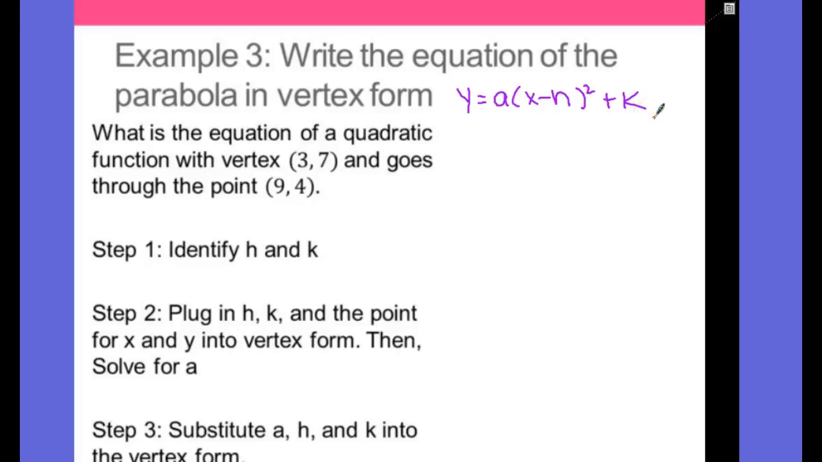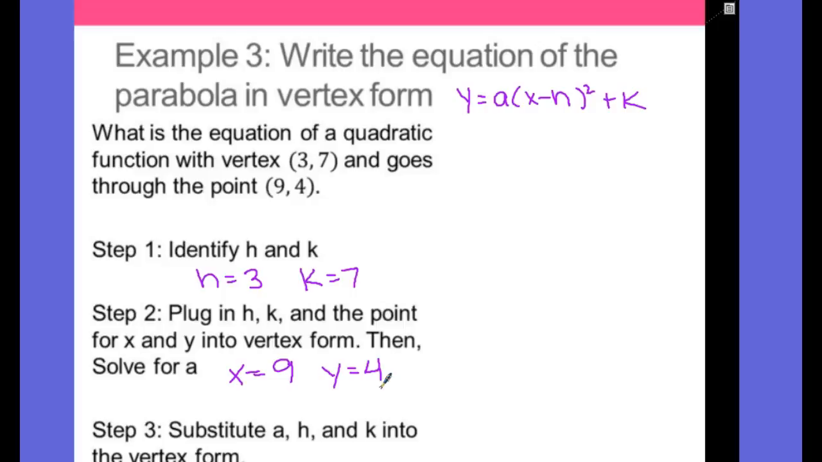I give you that the vertex is at 3, 7. So that means that h equals 3 and k equals 7. I also give you one other point. I give you the point 9, 4. So what that means is that x equals 9 and y equals 4.